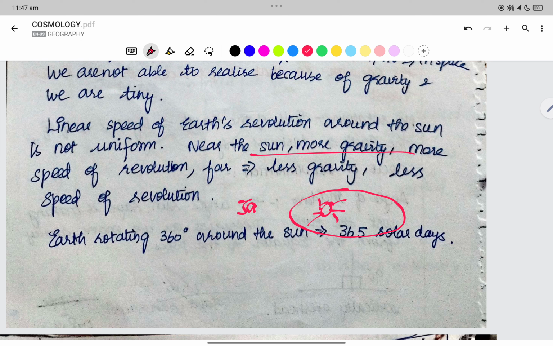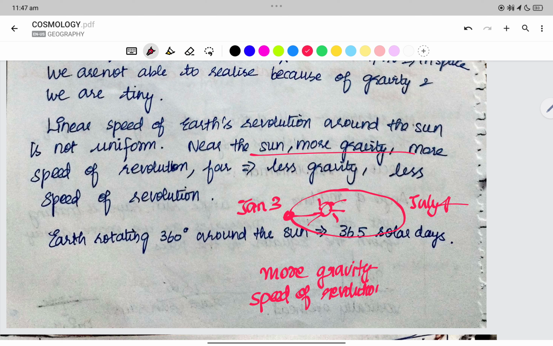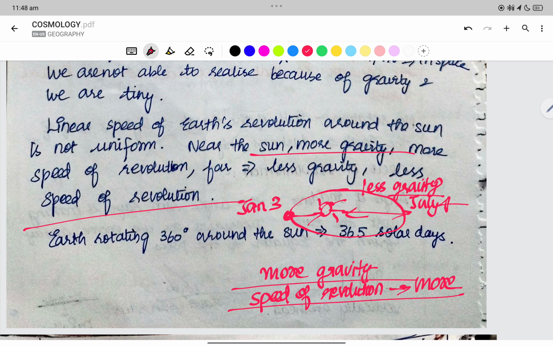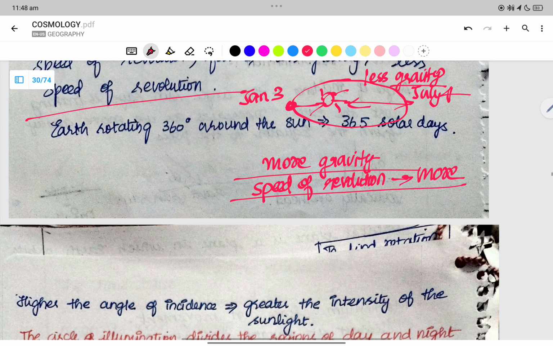This is January 3 and this is July 4th. In January 3, nearer the sun, so more gravity. When there is more gravity, the speed of revolution is more. When there is less gravity over here, the speed of revolution is less, but the distance is just very small to notice. Earth is rotating 360 degrees around the sun in 365 days.